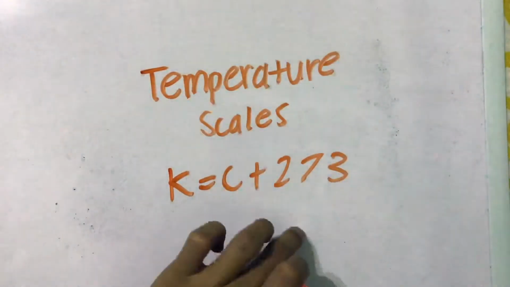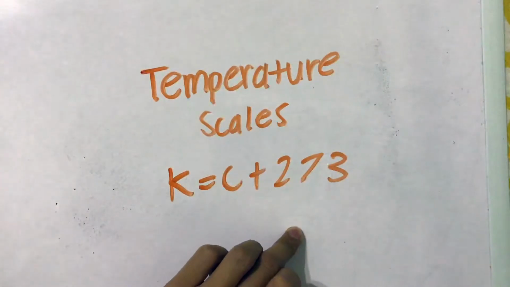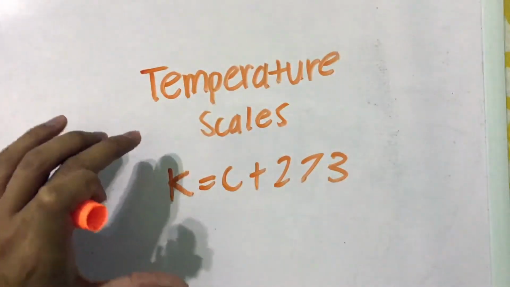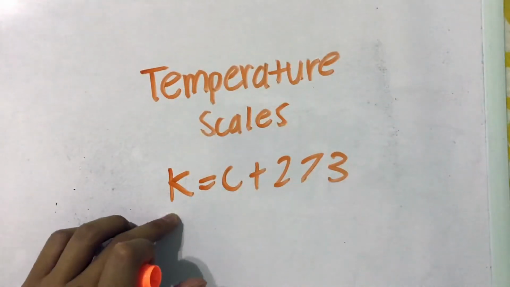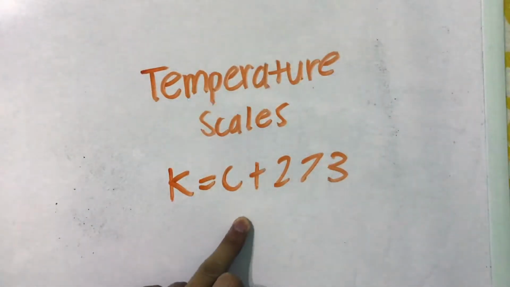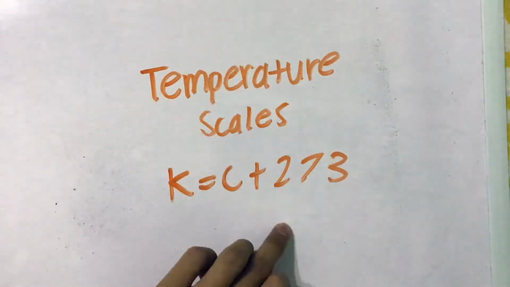So if we have this equation, in order to figure out, let's say we have a certain number for Kelvin, we just subtract 273 to the other side, and we get Celsius. And then if we want to get Kelvin, you add 273.